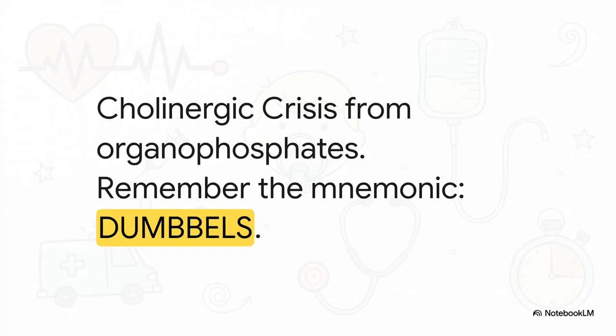Let's focus on a super high-yield example, the cholinergic crisis. This is the one you see with organophosphate poisoning, from pesticides. And the classic mnemonic for the muscarinic signs is DUMBBELS. That's diarrhea, urination, miosis, those pinpoint pupils, bronchospasm or bradycardia, emesis, lacrimation, and salivation. You see that pattern? You should be thinking cholinergic crisis.